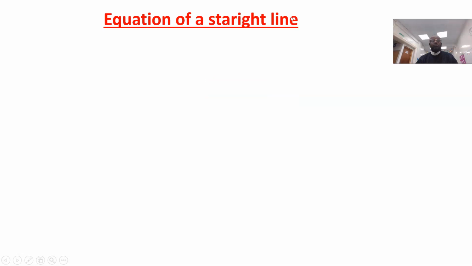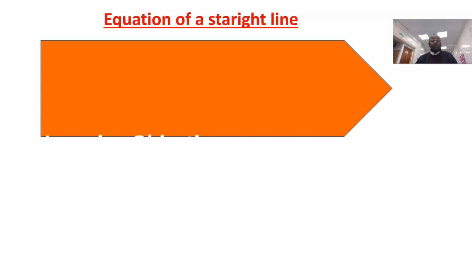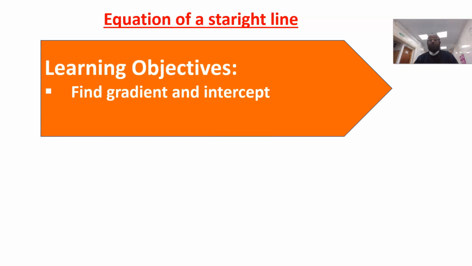Today we're going to learn how to find the equation of a straight line. Our first learning objective is how to find a gradient and intercept, and then we're going to use the gradient and intercept to get an equation of the line. So let's start.